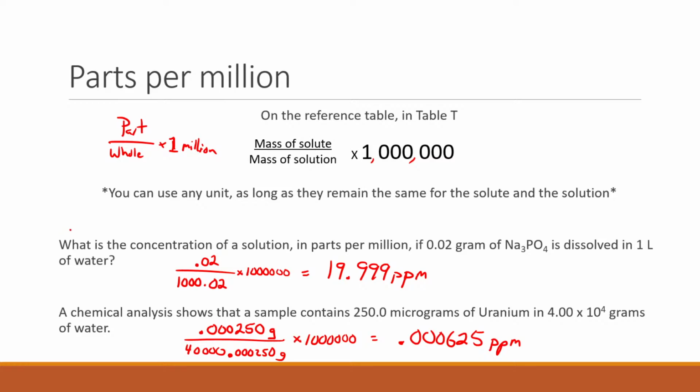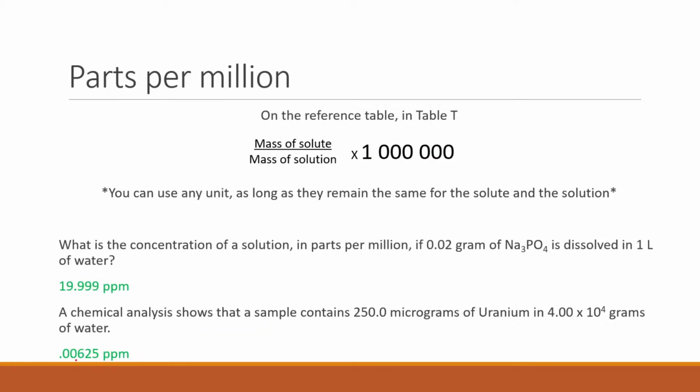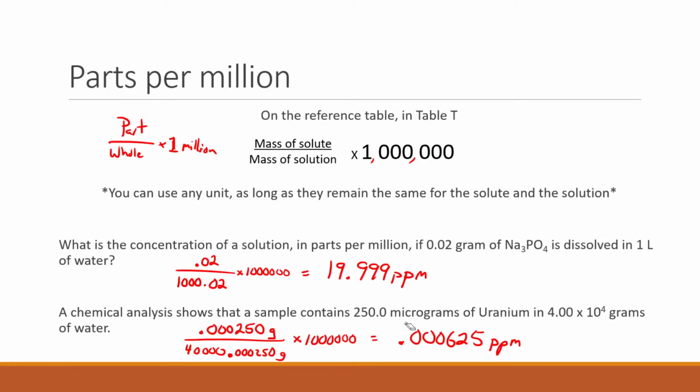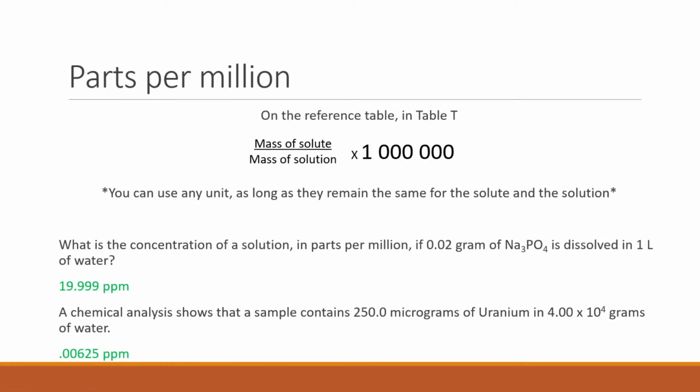We're using that to calculate really teeny tiny amounts of solute in a much, much bigger solution. And again, these answers, right? 19.999, 006, oh, too many zeros. 00625.